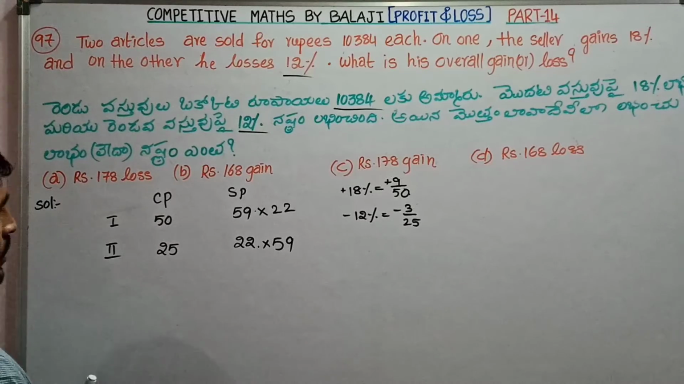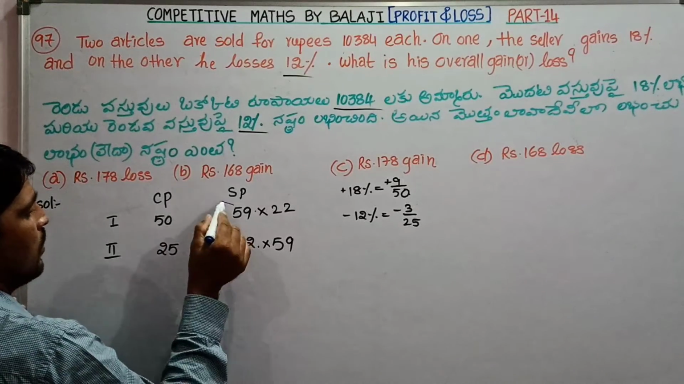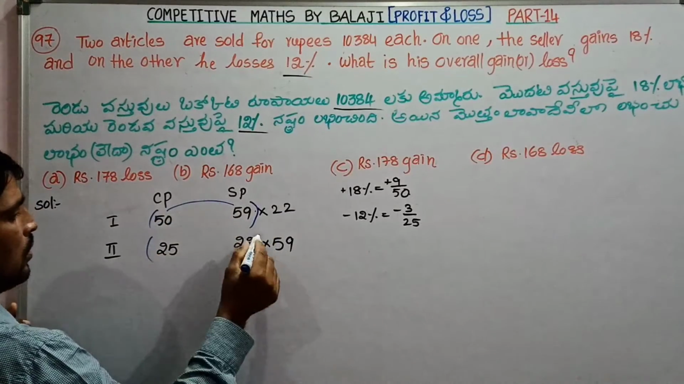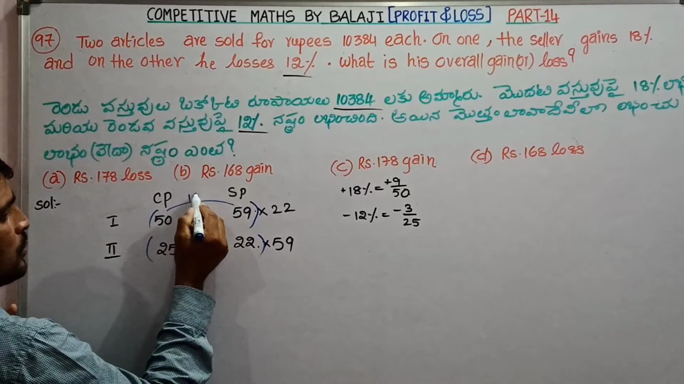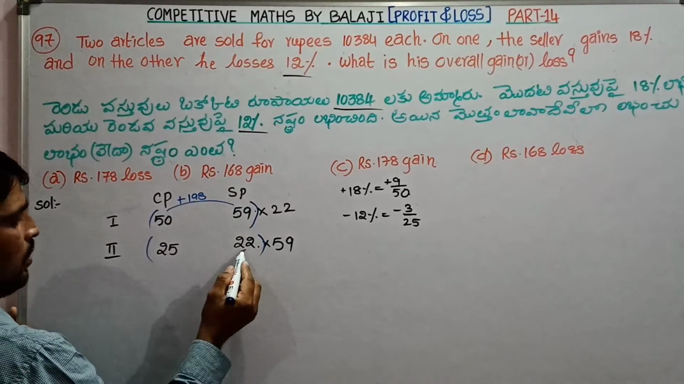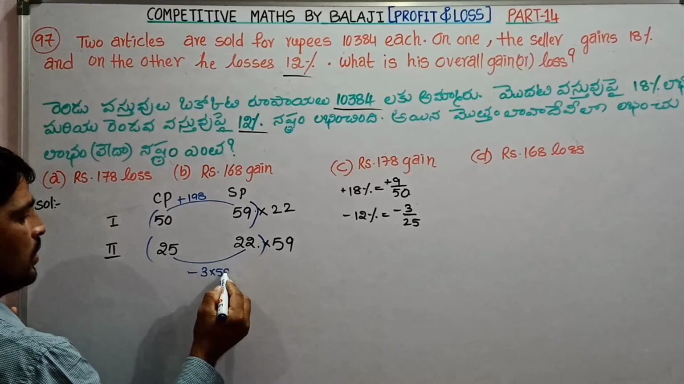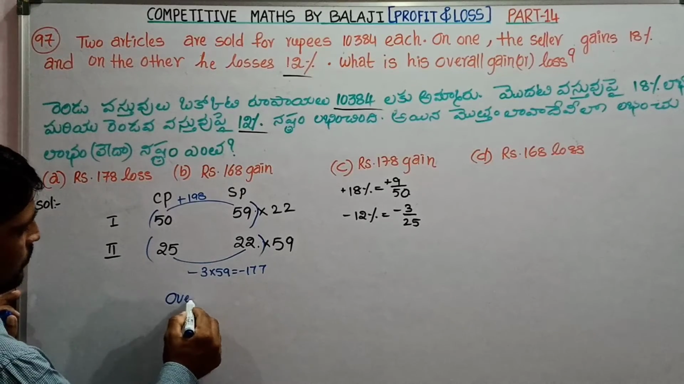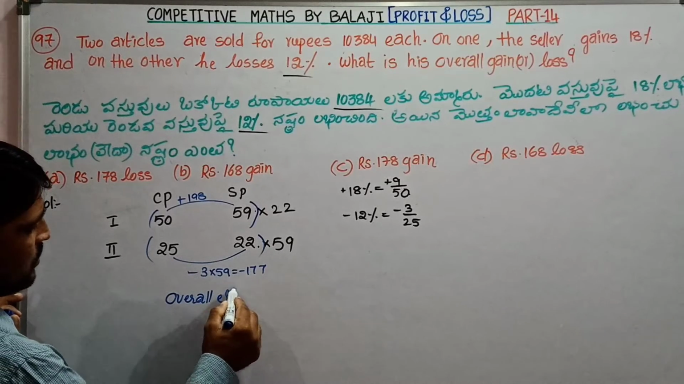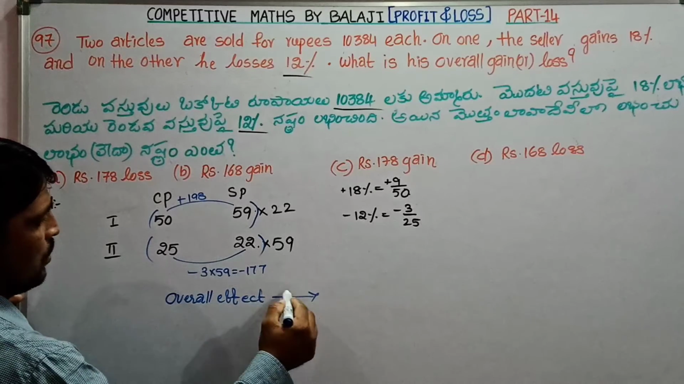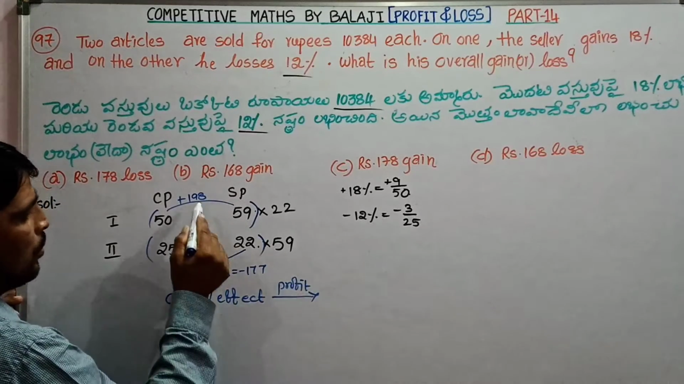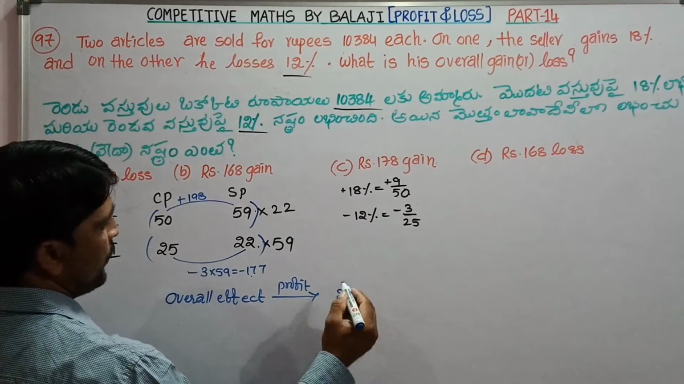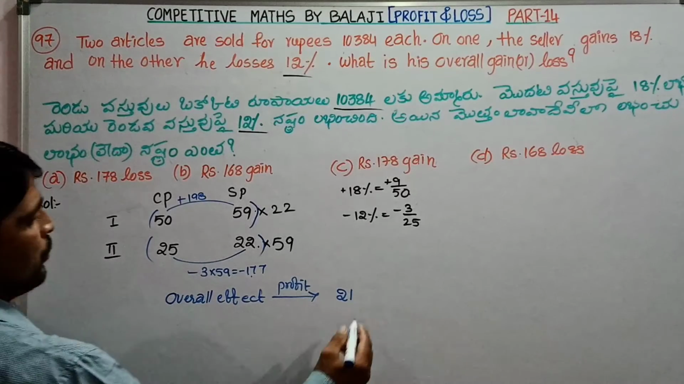Now see the profit on the first article. 59 minus 50, 9 times of 22, that is 198 is profit. Loss is 3 units of 59, that is 177. The overall effect is profit. Since profit is more than the loss, so profit is 21 units.